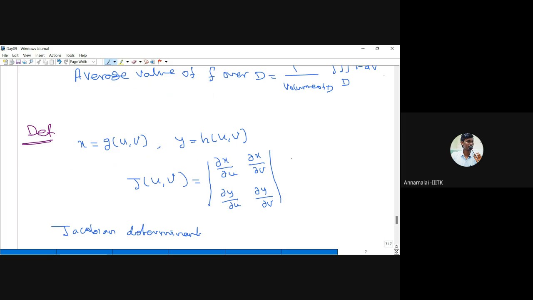So actually, x is nothing but g. So you have to differentiate g with respect to u partially, again differentiate g with respect to v, and then differentiate h with respect to u partially, and then differentiate h with respect to v partially.